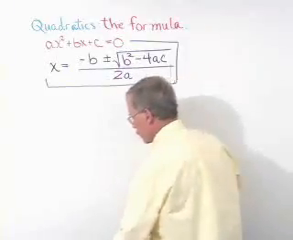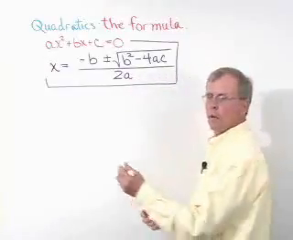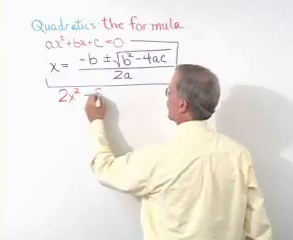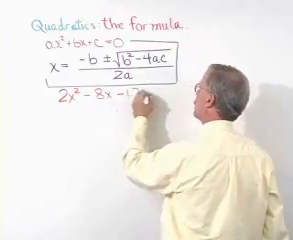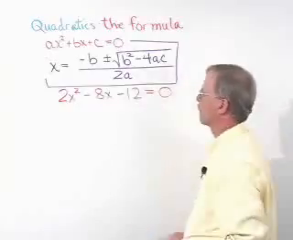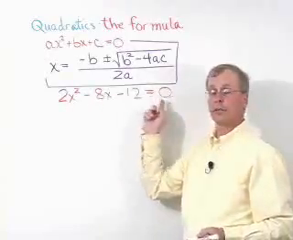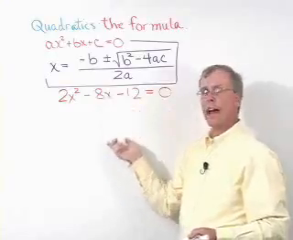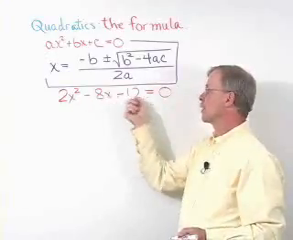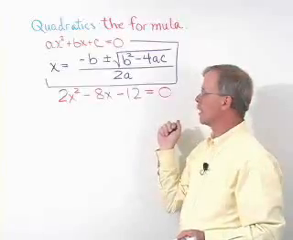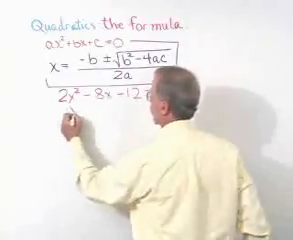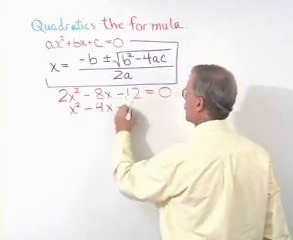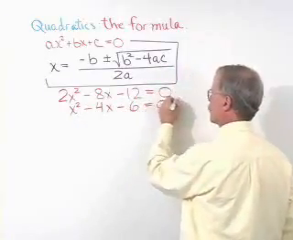Suppose the problem that I wanted to solve was 2x squared minus 8x minus 12 equals 0. Now, in fact, we could divide this through by 2, and we could see if that factored, and it would at least give us easier numbers to look at. So let's try that. x squared minus 4x minus 6 equals 0.